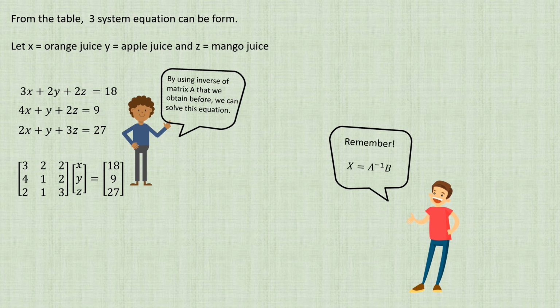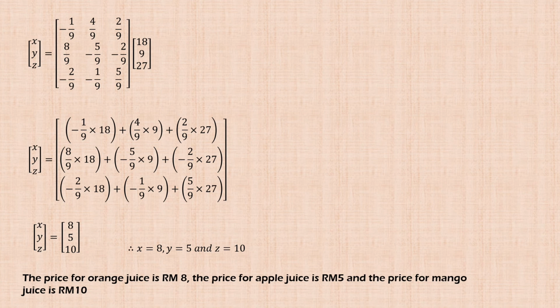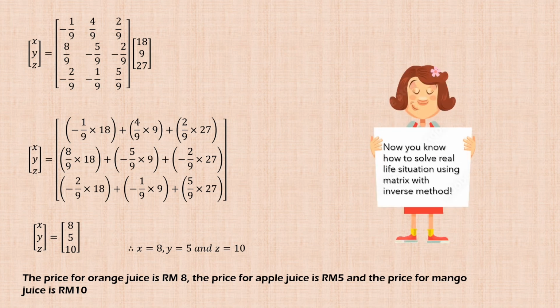And we need to remember that x equals A inverse times matrix B. So we write it like this. After that, we can continue with the multiplication until we get the final answer. So the final answer is x equals 8, y equals 5, and z equals 10. So the price for orange juice is 8 ringgit, the price for apple juice is 5 ringgit, and the price for mango juice is 10 ringgit. That's it. Now you know how to solve real life situations using matrices with the inverse method.